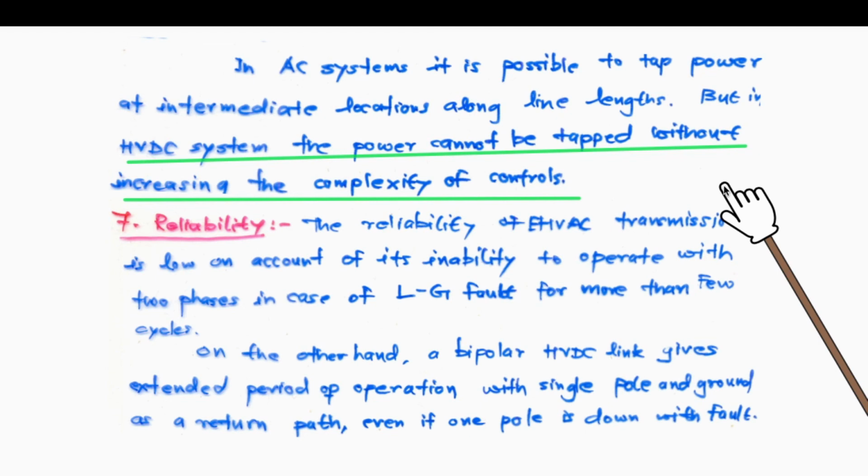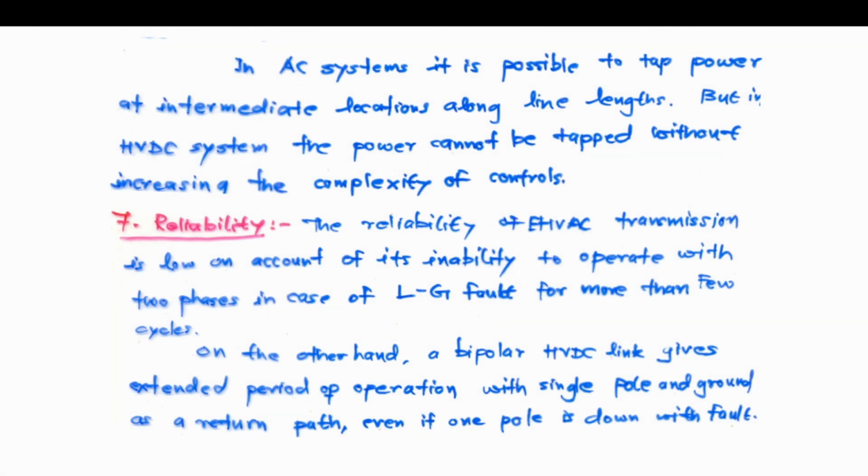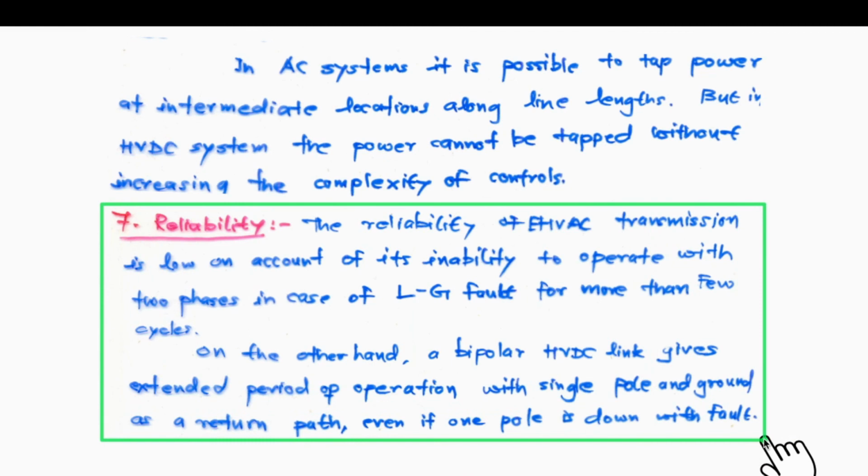The next point that we would like to understand is the reliability. Now this is quite a remarkable feature as far as the HVDC system is concerned. Reliability of operation. The reliability of EHV-AC transmission is low because of its inability to operate with two phases.